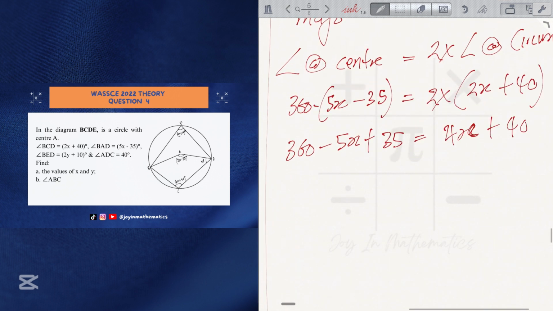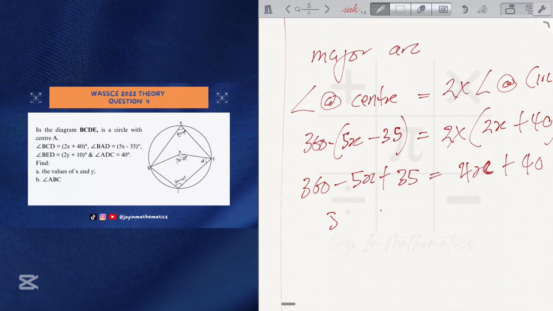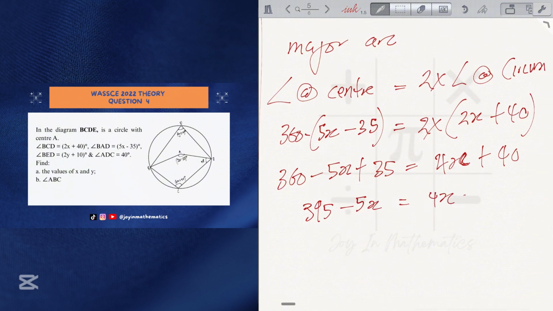So we can say 360 minus 5x, or let's just bring everything of x together. So 360 plus 35 is 395. Okay, so let's do 395 minus 5x is equal to 4x plus 40. So let's bring everything of x to the left hand side. So we'll have 5x minus 4x is equal to 40 minus 395.